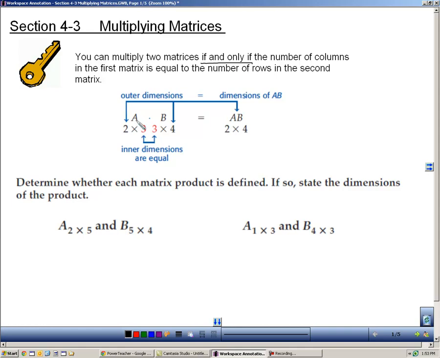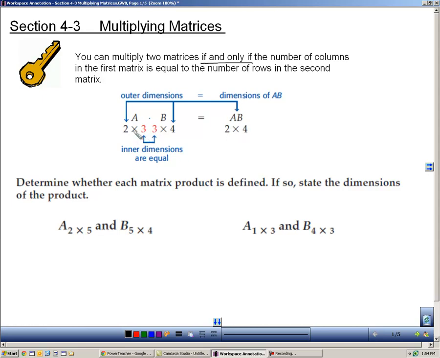So here's what I'm saying. I have an A matrix and a B matrix, and the A is a 2 by 3, so it has 3 columns. And the B is a 3 by 4, so it has 3 rows. If the column and the row are the same, then you can multiply them. And what you'll get is a matrix in the end that's a 2 by 4.